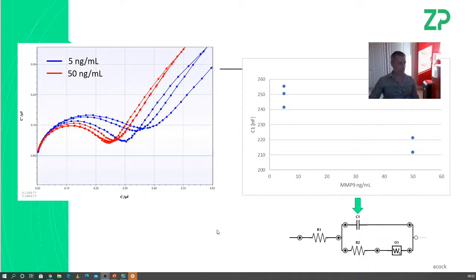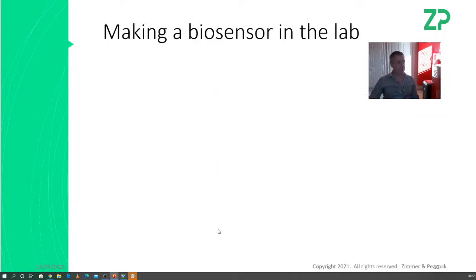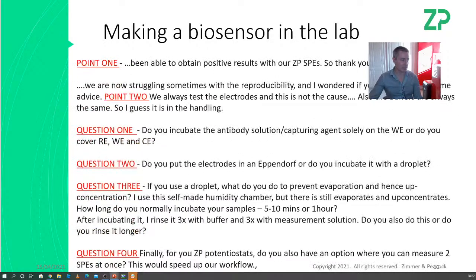So let me talk about making biosensors in the lab. These are some old slides, so I'm going to go quite quick. Slides that we've given in the past. I'm going to go quite quickly, but it is relevant because we do have a new group that have joined us from Sweden. They're very interested in making biosensors.